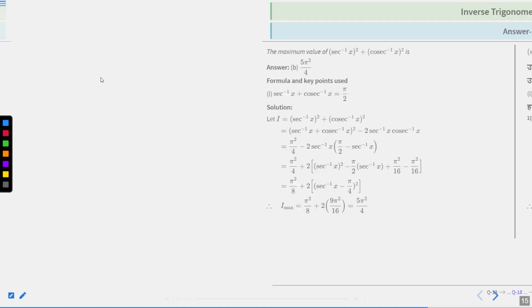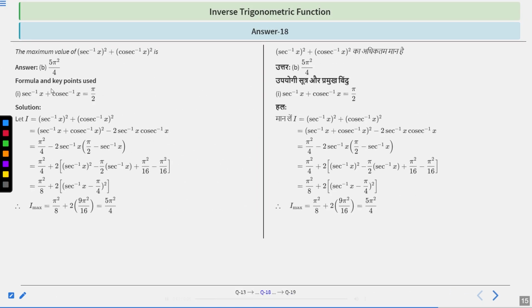Okay, let's move to the solution. The formula and key concept we will use in this question is sec inverse x plus cosec inverse x is equal to pi by 2, right? We can also apply sin inverse x plus cos inverse x is equal to pi by 2, right? And I is equal to sec inverse x whole square plus cosec inverse x whole square, which is equal to sec inverse x plus cosec inverse x whole square minus 2 times sec inverse x into cosec inverse x.